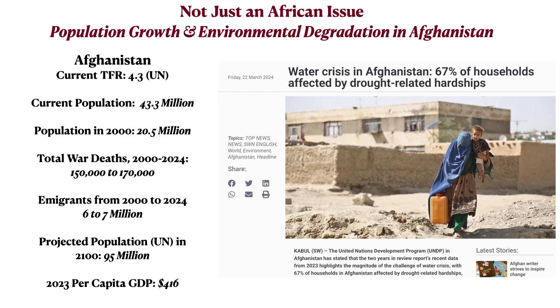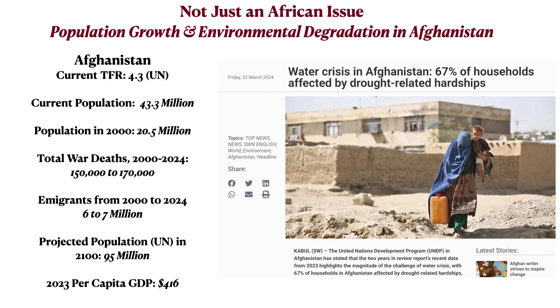Now, it is important to note that high fertility is not just an African issue. Let's look at Afghanistan in Central Asia, if you will. Current fertility rate about 4.3 children per woman. That's a lot less than DR Congo, but it's way above the replacement rate. Current population is about 43 million, whereas in 2000 it was about 20 million.